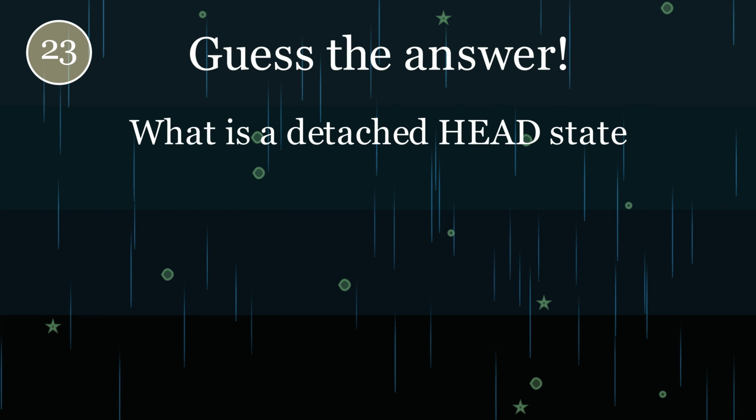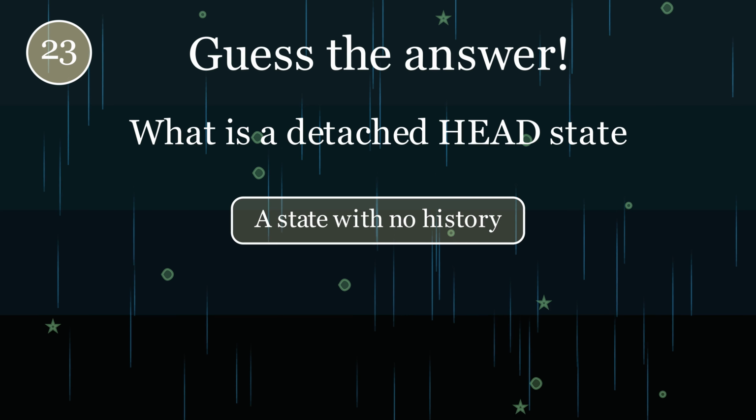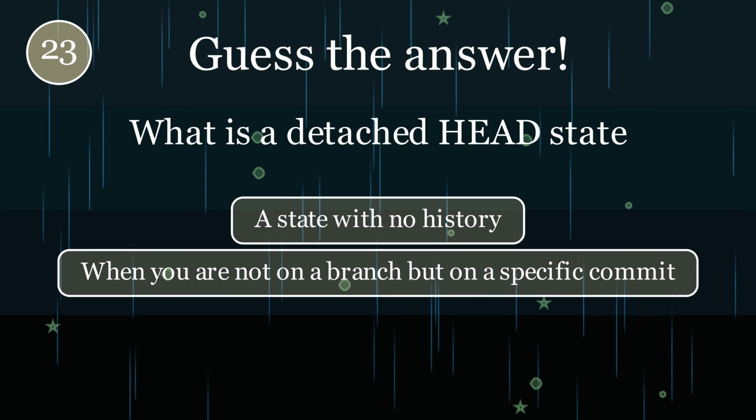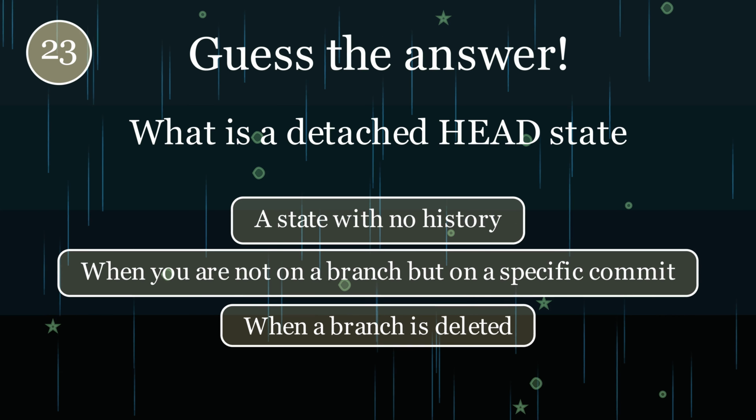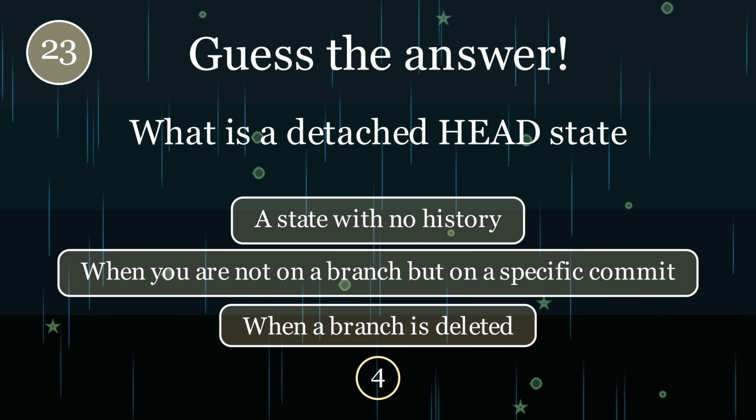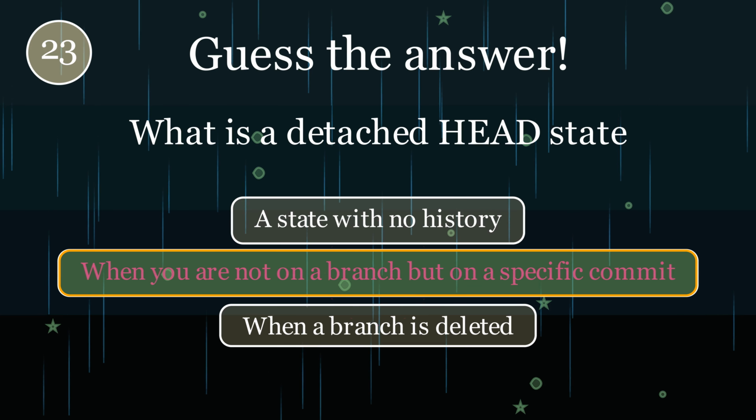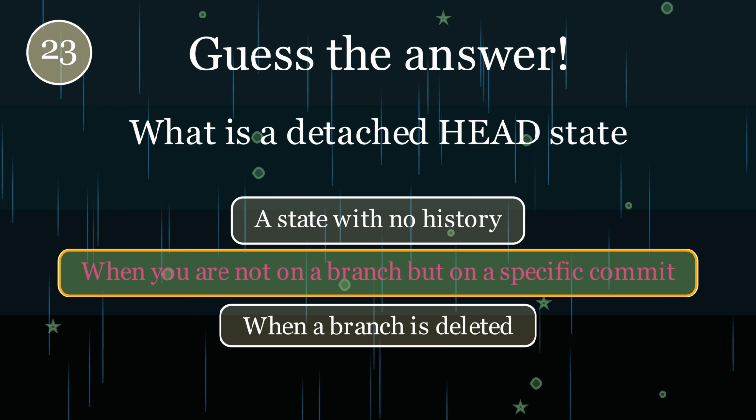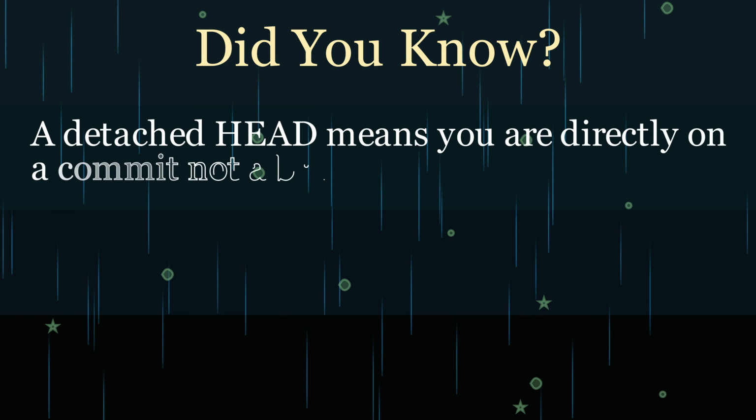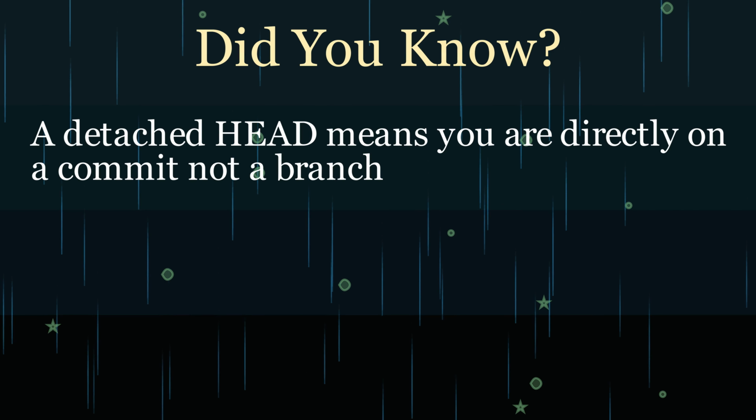What is a detached head state? A state with no history. When you are not on a branch but on a specific commit. When a branch is deleted. The correct answer is, when you are not on a branch but on a specific commit. Impress your friends with this fact: a detached head means you are directly on a commit, not a branch.